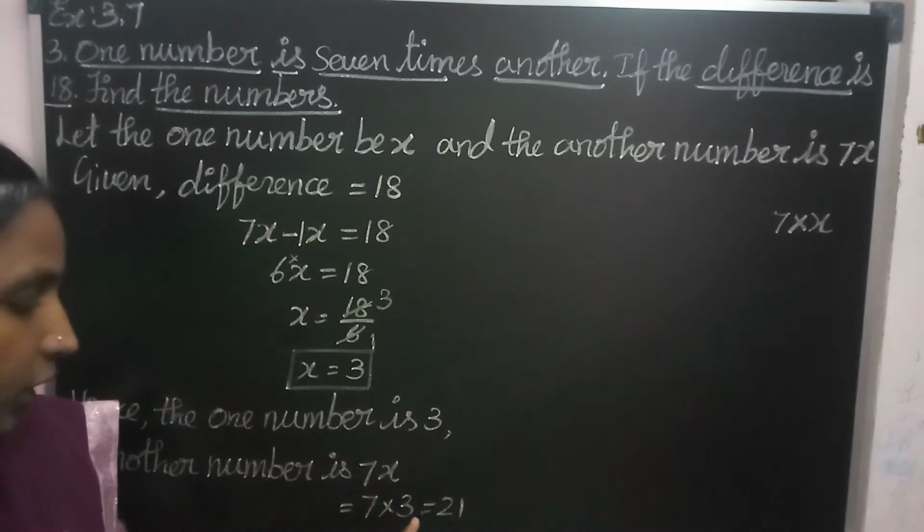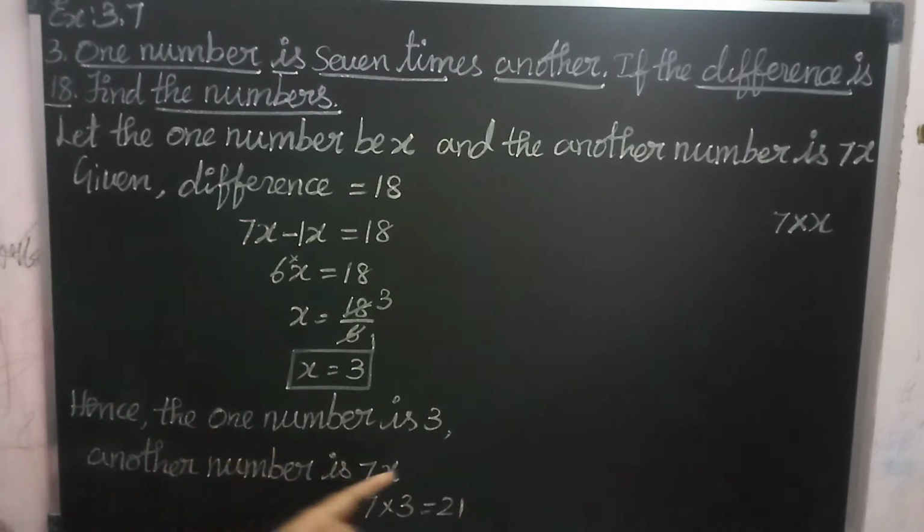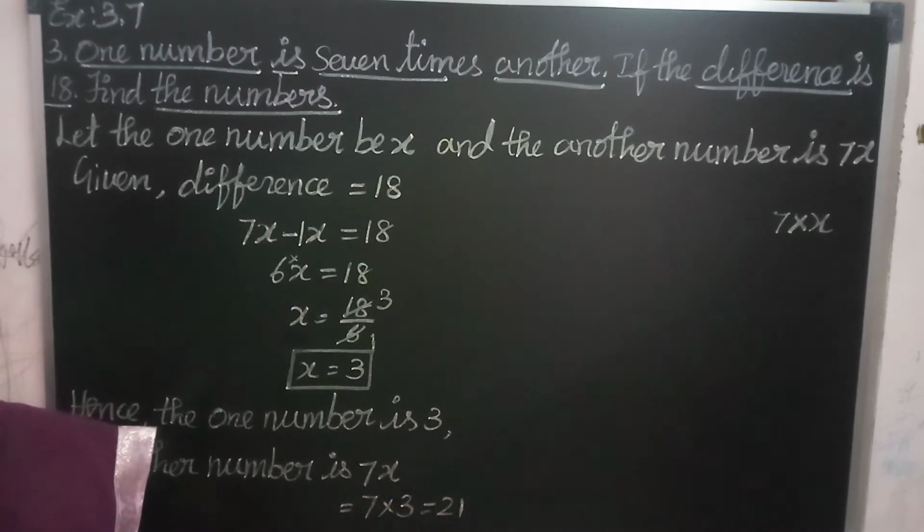Okay, so that one number is 3 and the other number is 7x, so 7 into x, that is 7 into 3. 7 threes are 21. So the required numbers are 3 and 21.